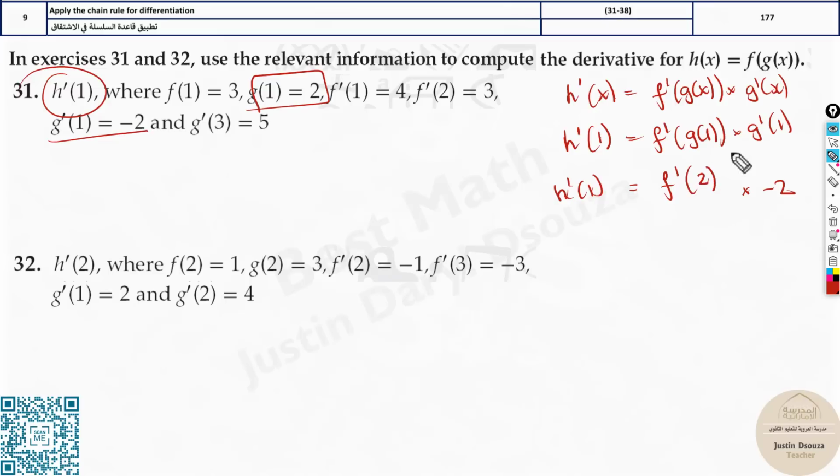But still it's not over. We know g of 1, that's only the original function, g of 1 is 2. We substituted 2 instead of g of 1, and then g prime of 1 is minus 2. But now there is still one more thing. f prime of 2 is formed. What is f prime of 2? That's 3. So h prime of 1 will be equal to f prime of 2 times g prime of 1. We know the answer is 3 times minus 2, so the answer will be negative 6.